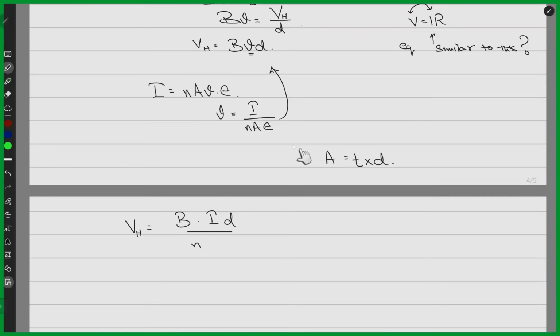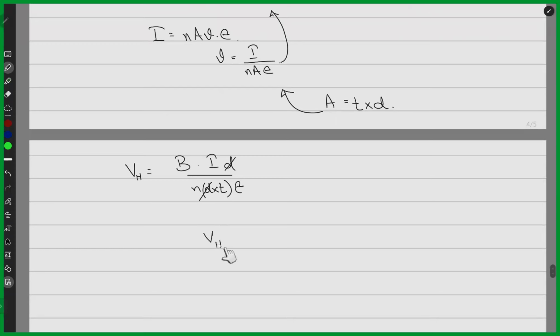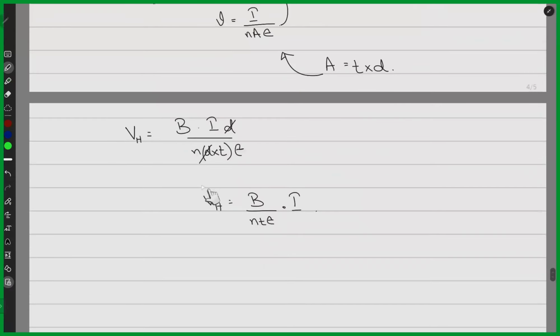So we can take this and put it also in this equation. So this becomes D times T, and then you have the charge E. So you see a D cancels, and Hall's voltage is equal to B over N T E, right? And then you have I multiplied by I. So this is the equation that we were looking for.